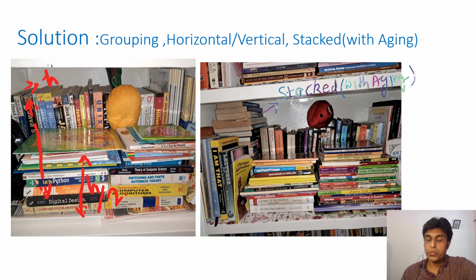So here in the solution, I'm doing two things. One is the grouping of the books. After going through all the books, I found a chunk of books which are autobiographical accounts, so I've kept one group as autobiography. Then I found several books which are only related to computer science. So that was another group.